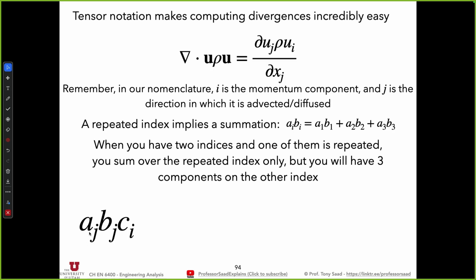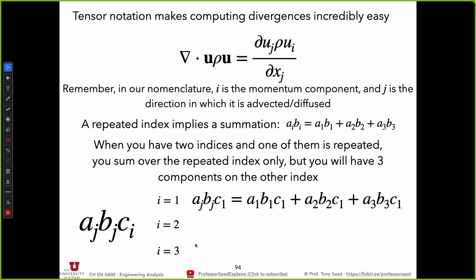So here's an example. Suppose I have a_j b_j c_i. This is going to result in 3 different summations: the first when i equals 1, the second when i equals 2, and the third when i equals 3. So when i equals 1, I fix i. That's going to be c1. But I still have a_j b_j, and because it's repeated, j is not fixed. It's going to sum over all j. This will be a1b1c1 plus a2b2c1 plus a3b3c1.